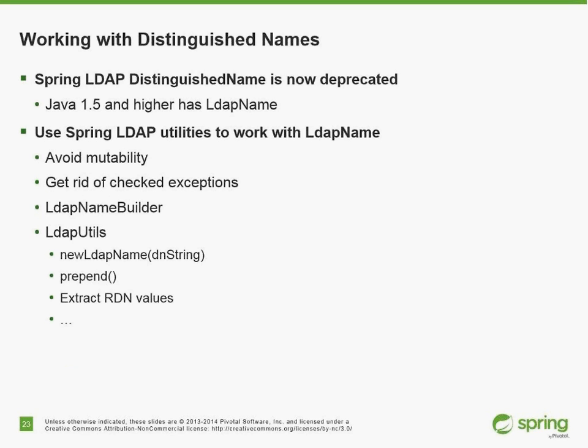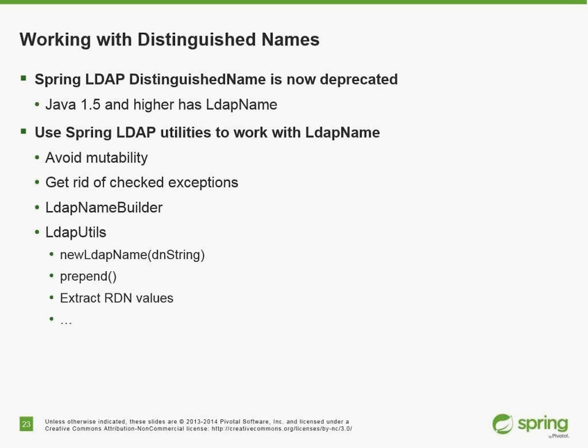So as I said, we have the LdapName class. It has a couple of deficiencies. First of all, it's mutable. And since we're using this for identifying entries in the LDAP tree, it's really not a good idea to have those mutable. We would at least like to pretend that they're not mutable. So that's why we supply a couple of utilities for working with them.